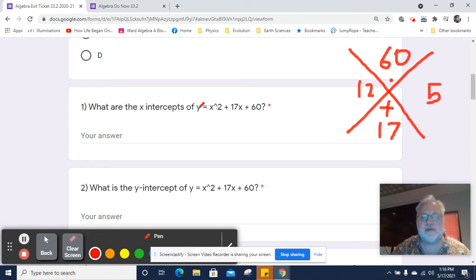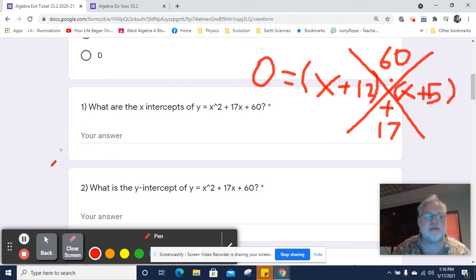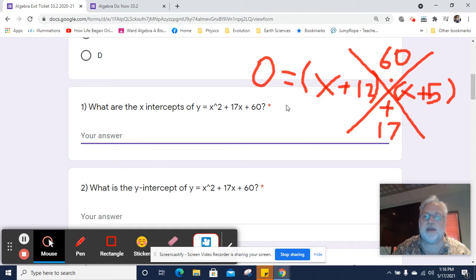And since this is a 1 here, we can just say x plus 12 and x plus 5. So those are our factors. And if those are our factors, then our x-intercepts are negative 12 and negative 5, because negative 12 plus 12 would make a 0, because this whole thing has to equal 0 for the x values to be the x-intercepts. Okay, so negative 12 would make a 0, and negative 5 would make a 0, would make an x-intercept. So the x-intercepts are going to be negative 12, 0, and negative 5, 0.